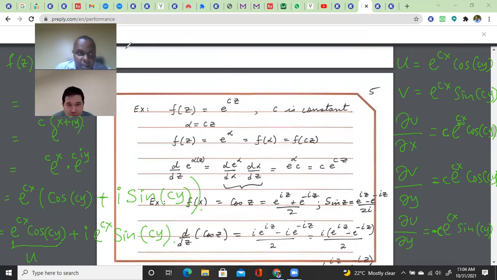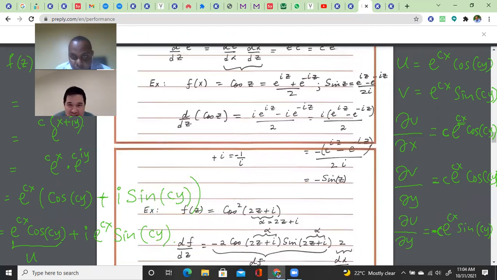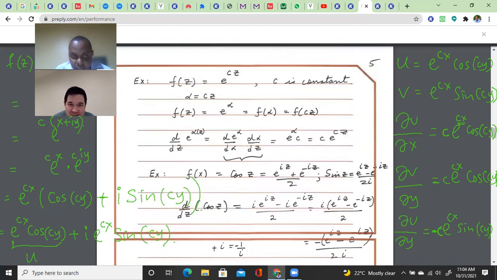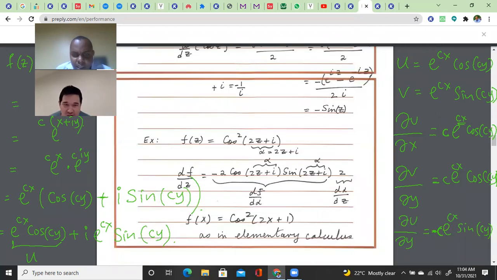I don't think he solved it, did he? He didn't solve it. Or if he did, he used a completely different approach. Oh, okay. This one he says it's elementary calculus. He's not going to do it.